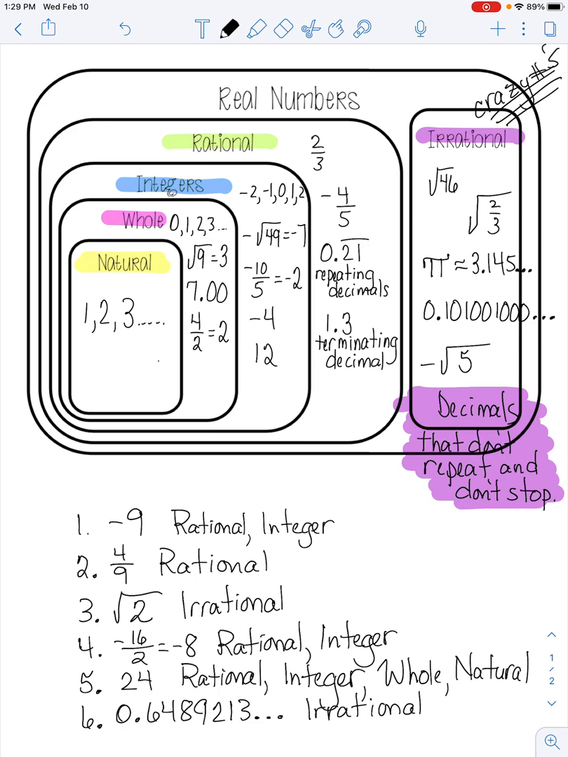So I want you to use your graphic organizer and these examples to help you with your practice.